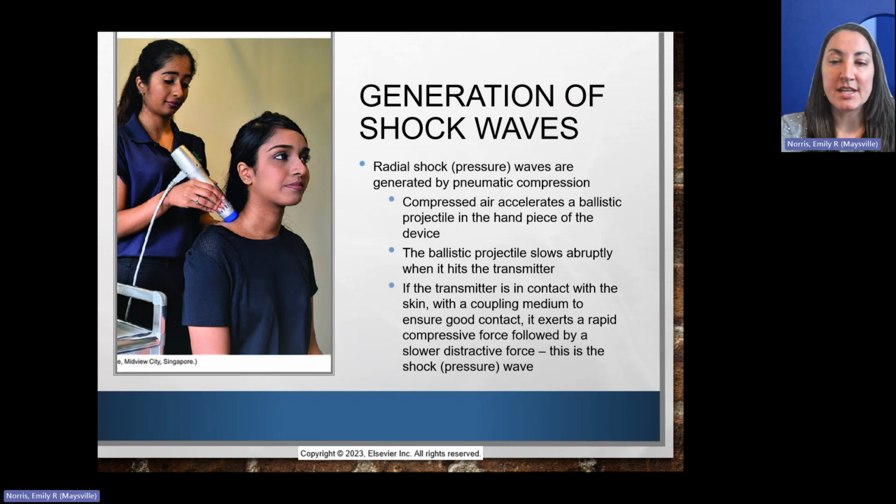good contact with the skin, then it exerts a rapid compressive force followed by a slow distractive force. So it quickly hits the skin, and then when it repels back, it kind of distracts and pulls the skin back towards it. So this is a shock or pressure wave. That's how shock wave therapy works.